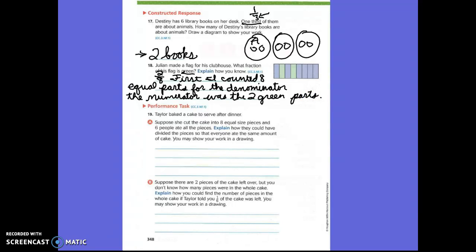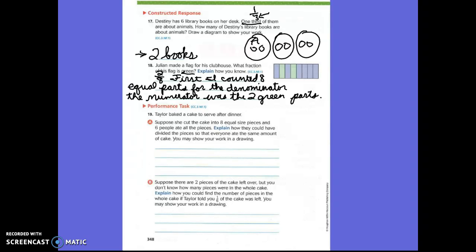Taylor baked a cake to serve after dinner. Okay, so it's a cake. Cake's usually round, right? Suppose she cut the cake into 8 equal sized pieces, and 6 people ate all the pieces. Explain how you could have divided the pieces so that everyone ate the same amount of cake. You may show your work in a drawing. Okay.